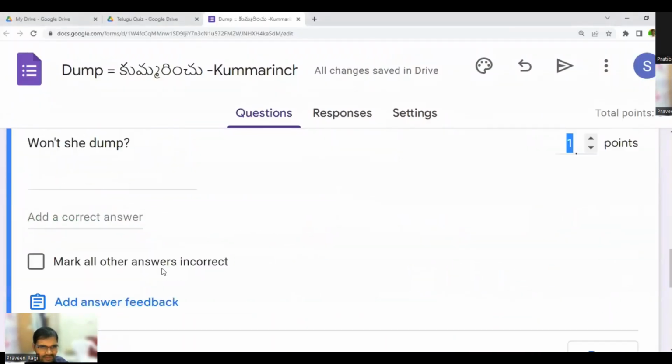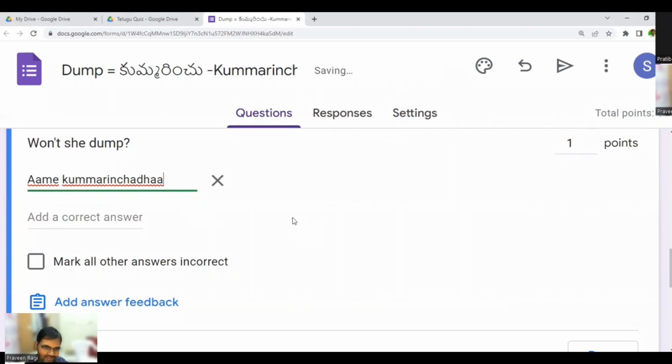Okay. Actually, after some time, after a few sessions, maybe you will understand the magic of these things. Here you are going to learn only one table, but with the table's help, you are going to make hundreds of thousands of sentences by putting them in the same structure. Okay. Initially, you find difficulty to memorize, but once you start practicing, once you start using, it will be easy. Okay. Ame kumarinchada, won't she dump, is over.